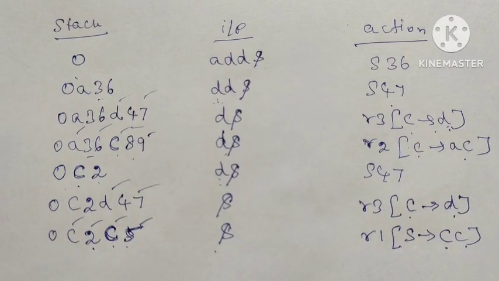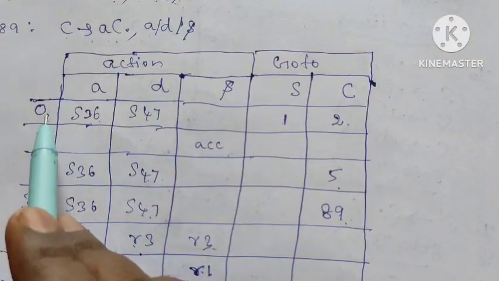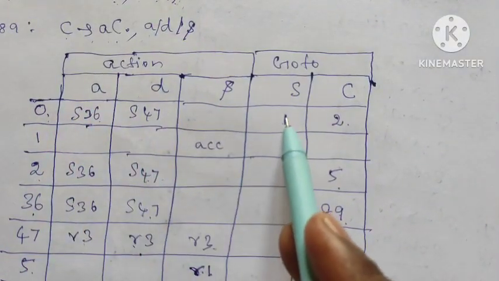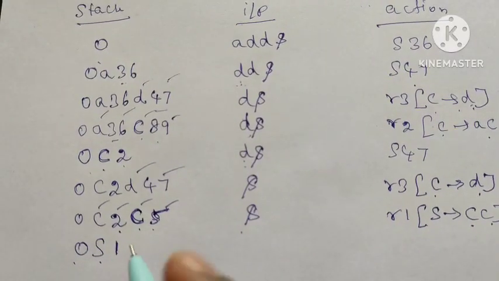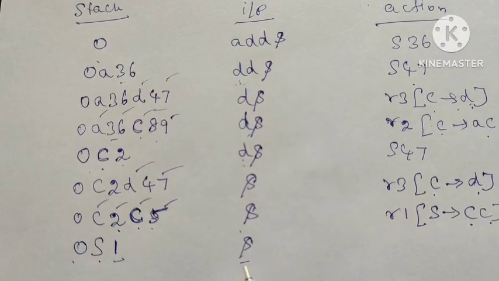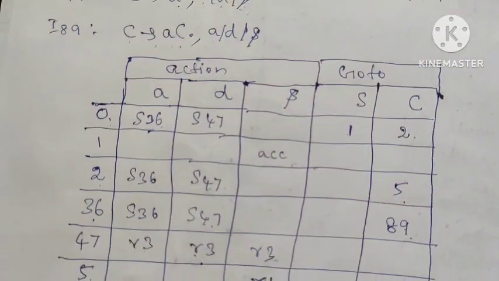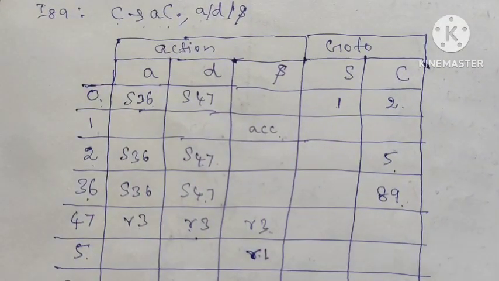So 0 will be remaining, and push S inside the stack. Now verify 0 and S in the parse table. 0 and S will produce 1 here. So write 1 and then dollar. On the left side you have 1, on the right side you have dollar. 1 and dollar, verify in the parse table. It is accepted. So that's it.